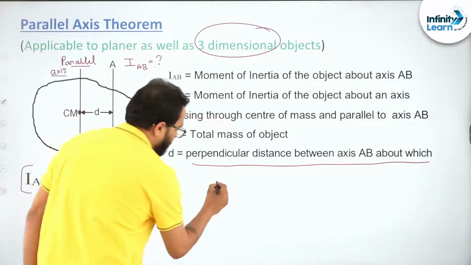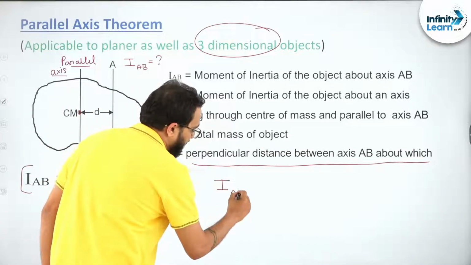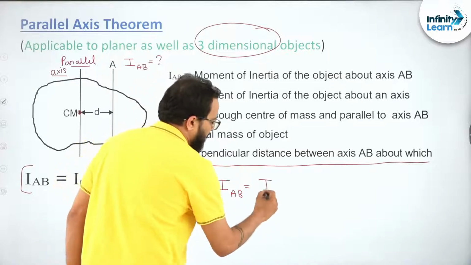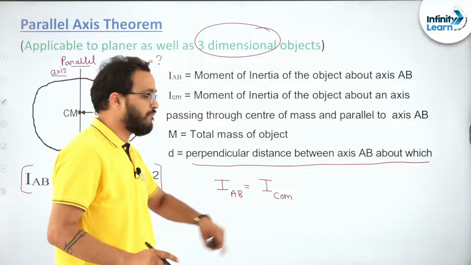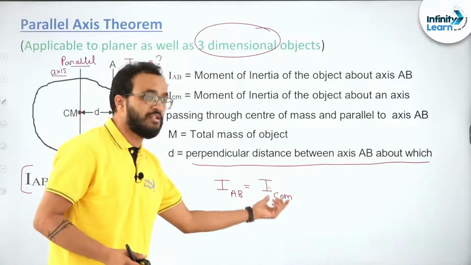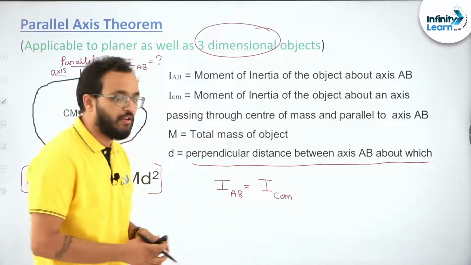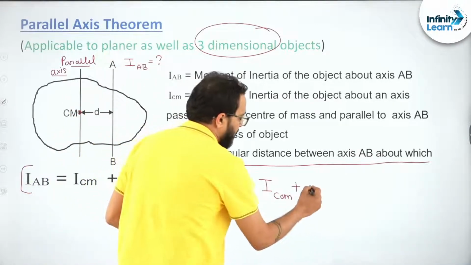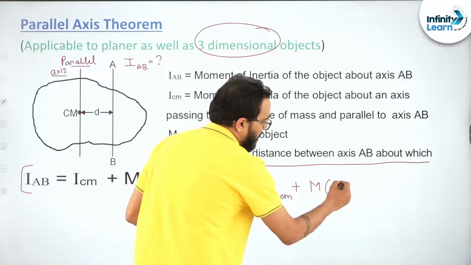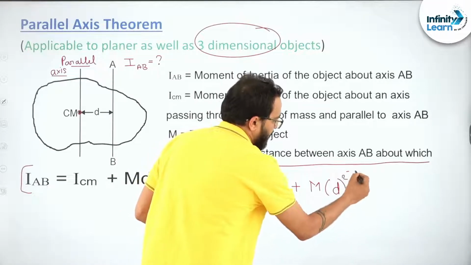Again I will write it down. I about any axis you want is equal to I about the center of mass. That means you need to figure out I about the center of mass, for the axis parallel to axis AB passing through the center of mass. About that particular axis we need to know the moment of inertia, plus M times the square of the perpendicular distance between the two axes, right?